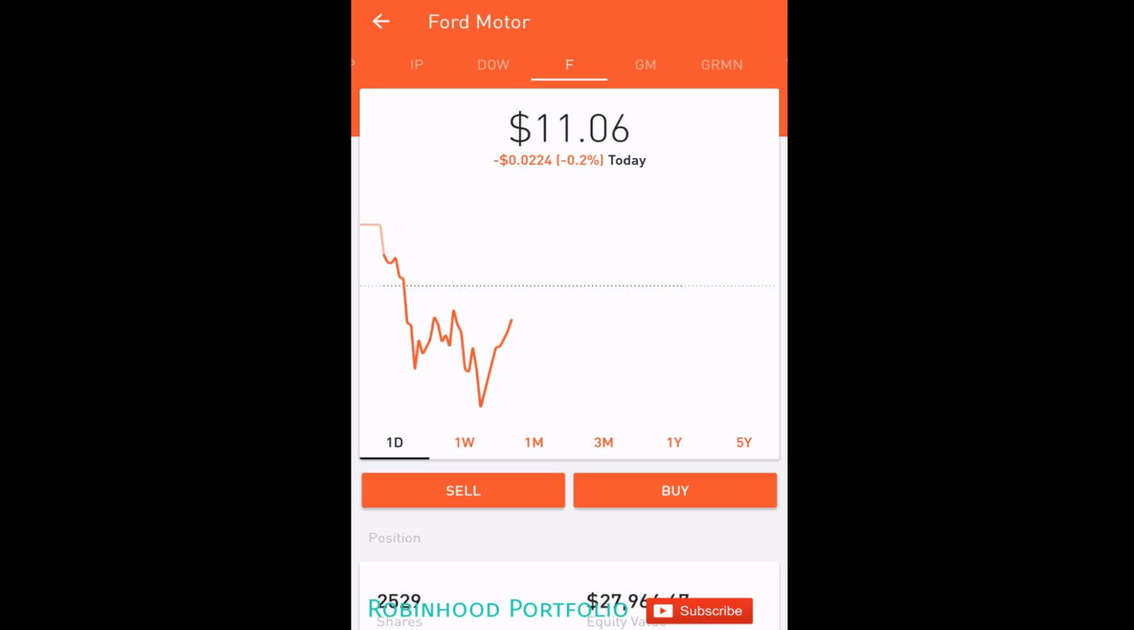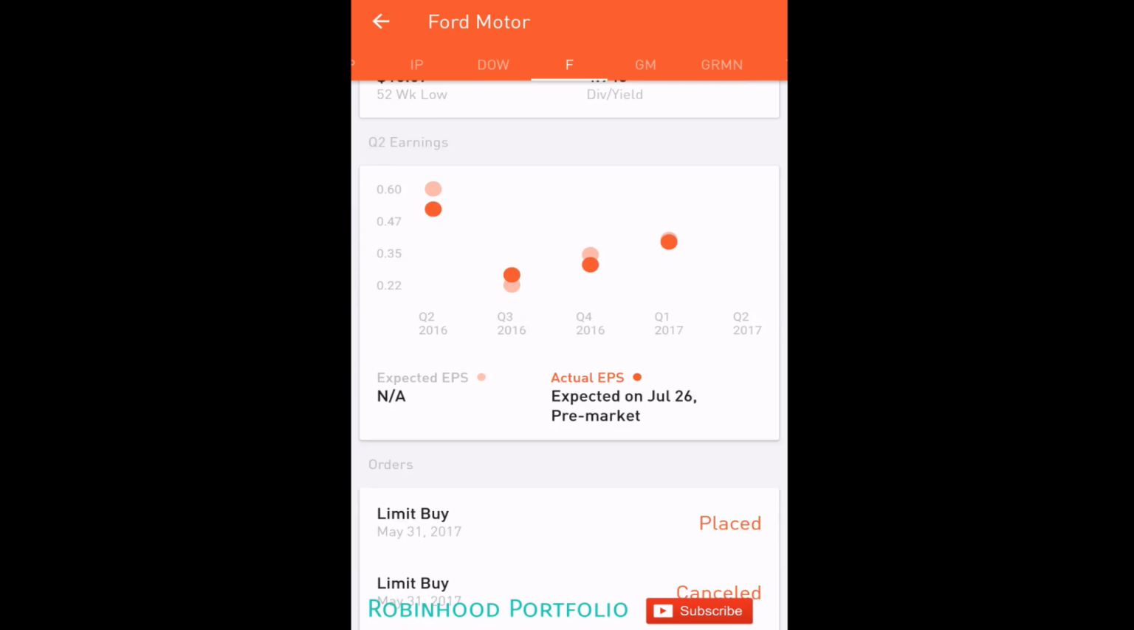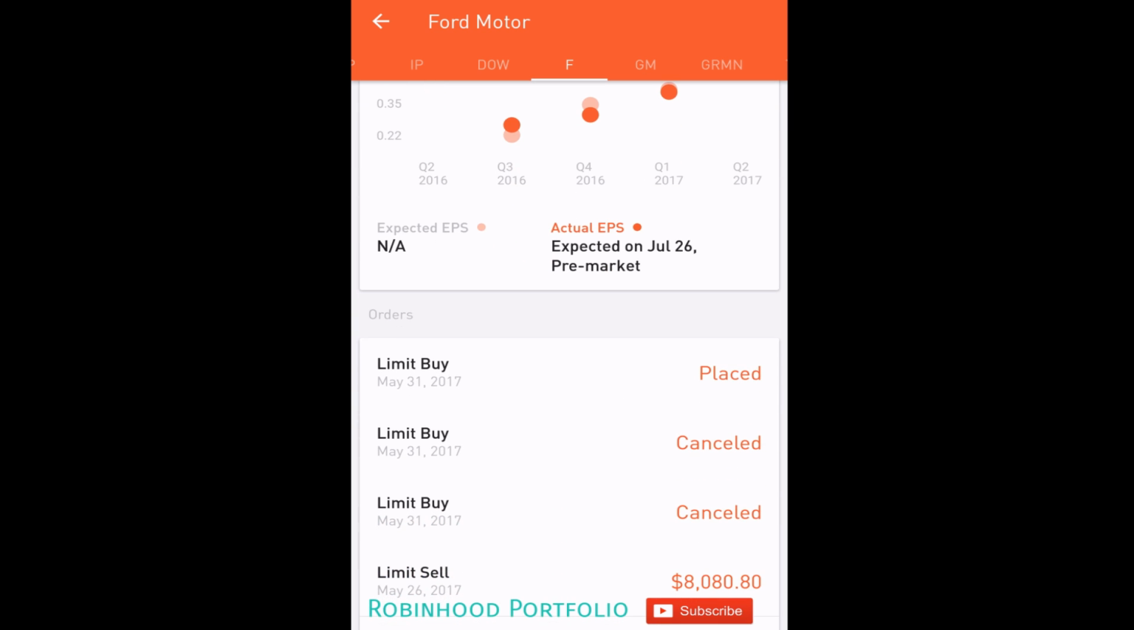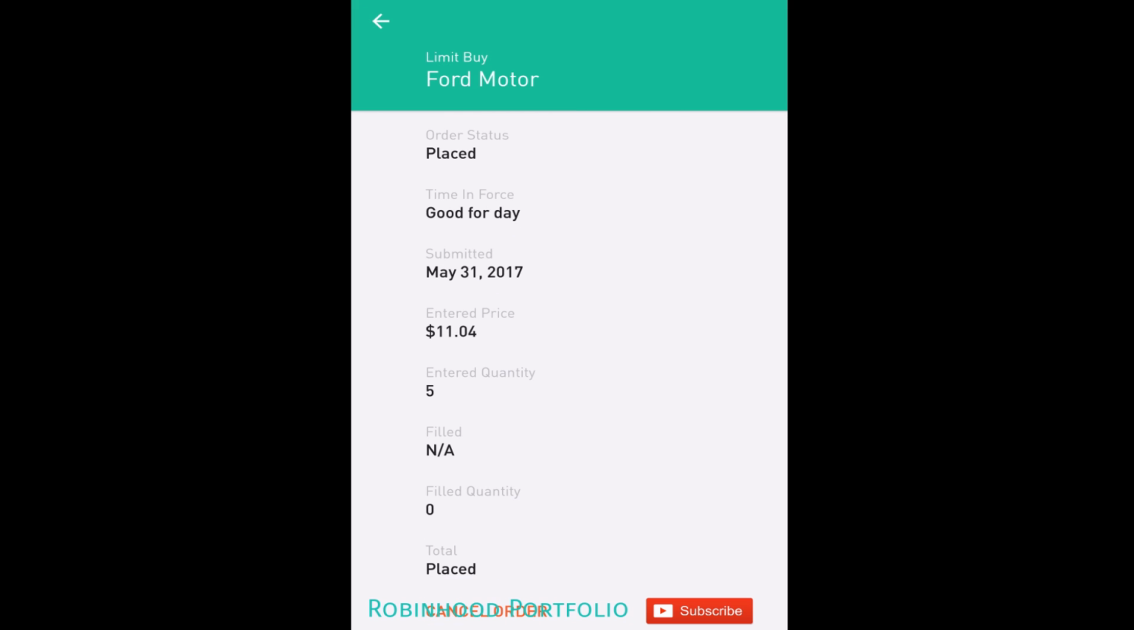Let's see here, E-Trade 11.055, Vanguard 11.055 as well. So let's go ahead and cancel that again, and that's another great part about Robinhood here. You can go in and cancel these as much as you want. Let's cancel the order again.